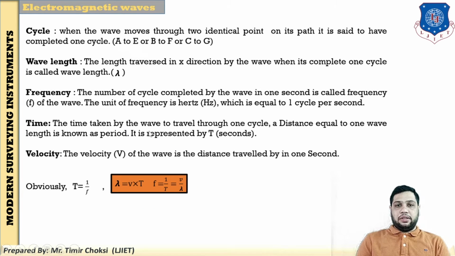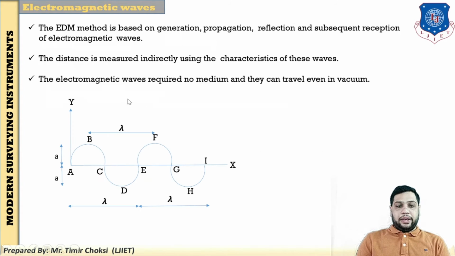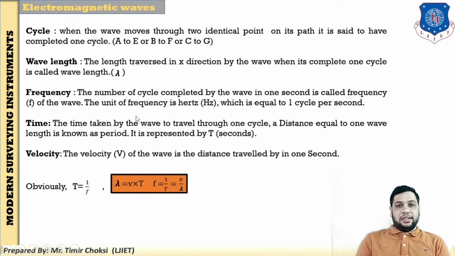Now third is the frequency. The number of cycles completed by the wave in 1 second is called the frequency. You have already studied this in physics in 10th and 12th standard. The unit of frequency is hertz, which is equal to 1 cycle per second.